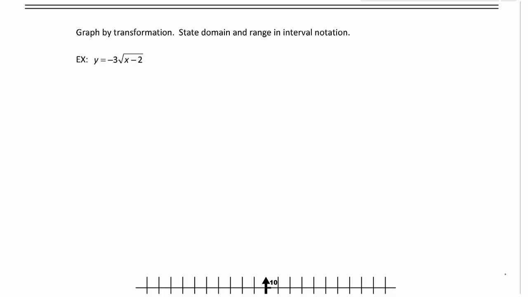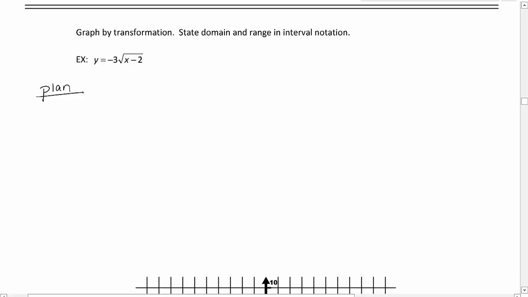In this video, we'll be graphing y equals -3 times the square root of x minus 2 by transformation and state the domain and range in interval notation. Anytime we're graphing by transformation, I like to start by writing out my plan, what my transformations will be.